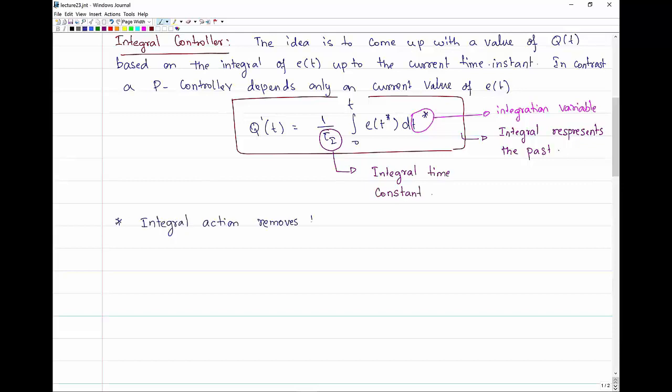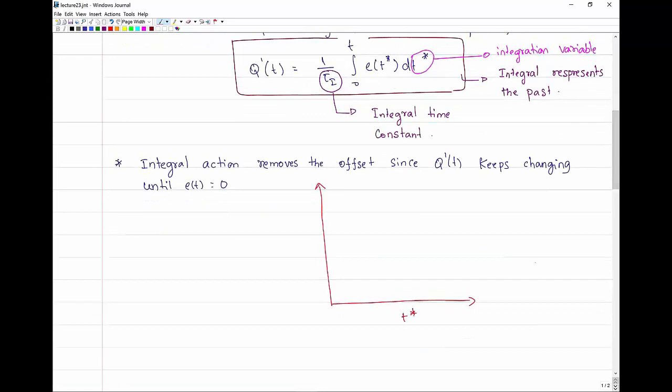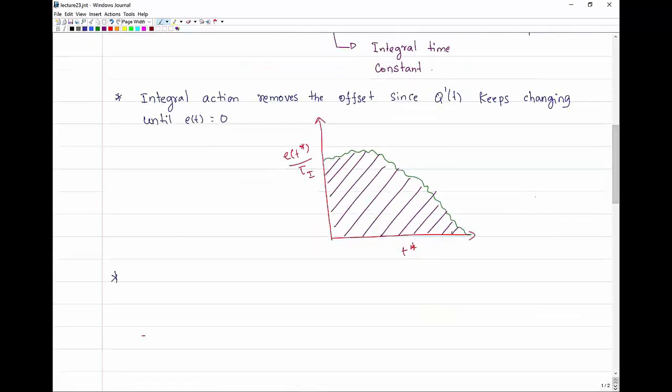Integral action, unlike proportional action, helps in removing the offset between the set point and the control variable. And this is possible intuitively because the control output, or the process input, keeps changing until the control error goes to 0. If we were to plot time versus the control error, we will notice that the area under this graph is used as an input to the process by the integral controller.